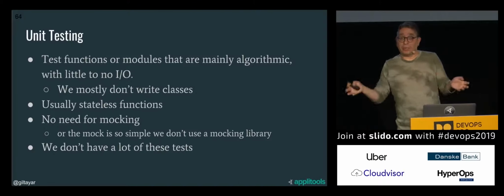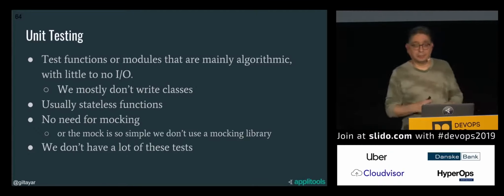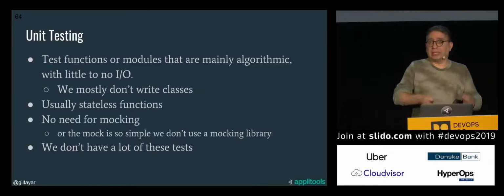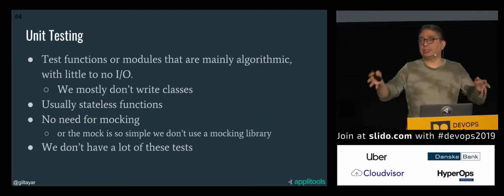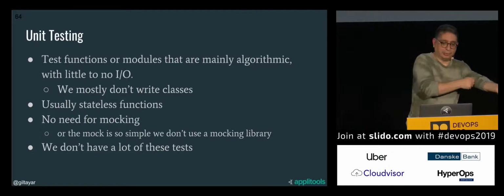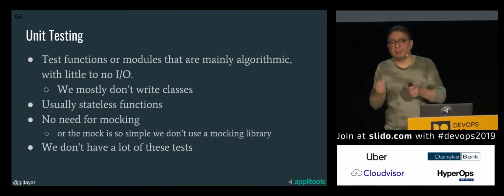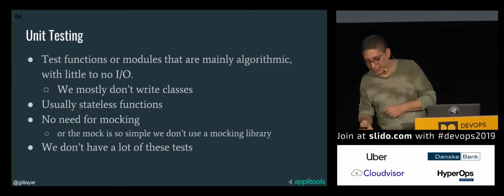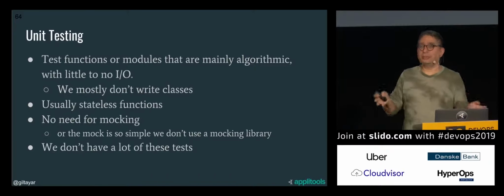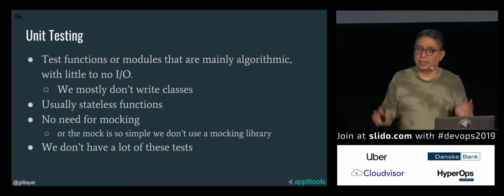Let's talk about how we test. First of all, unit testing. We have 3 levels of testing. Unit testing, we test functions or modules that are mainly algorithmic. No I/O or just a little bit, file system and things like that. We mostly don't write classes. We don't write functional, we write imperative. It's mostly functions, usually stateless functions, so it's very easy to unit test.